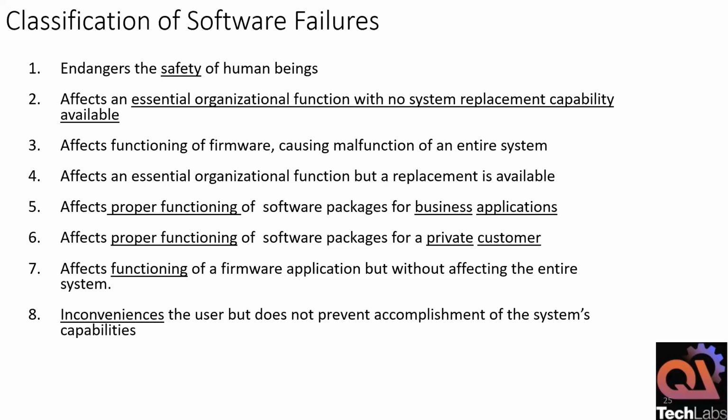Affects an essential organization with no system replacement capability. Malfunction of an entire system. It affects an organization, but a replacement is available. If a signal is not working in one place, you can deploy a policeman and control the traffic.